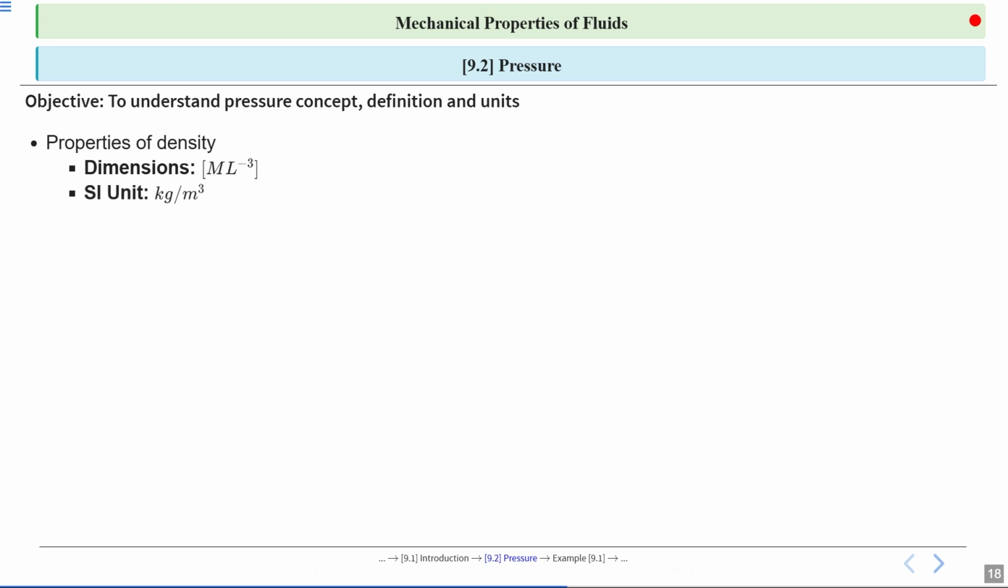The SI unit of density is kilogram per cubic meter. This unit is standard in scientific measurements and allows us to compare densities across different substances.